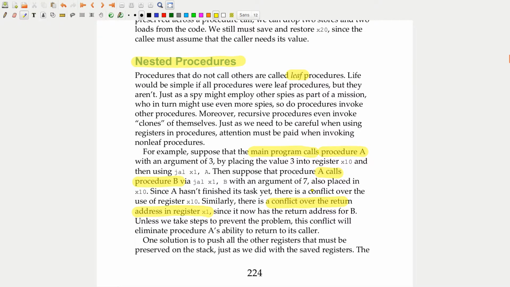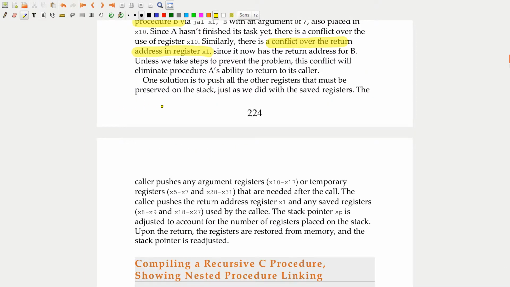So we wind up with situations where, when we're doing these nested procedures and allocating more space on the stack, we also have to save the return address on the stack as well. That way, every different level of the nested procedure knows where it needs to return to first. One solution, the naive solution, is to push all the other registers that must be preserved on the stack. So just shove everything on the stack.